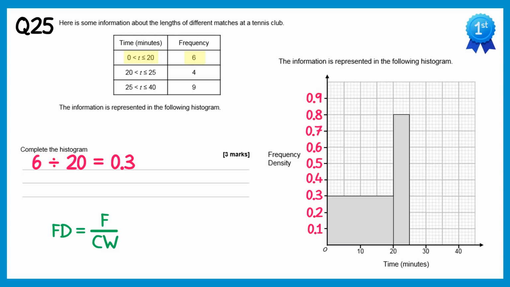We're asked to complete the histogram, but there's one of the bars missing, the bar from 25 to 40, which has a frequency of 9. So if we calculate the frequency density for this one, it's 9 divided by 15, since from 25 to 40 is 15, which gives you a frequency density of 0.6. So we need to draw a bar at the end from 25 to 40 with a frequency density of 0.6.